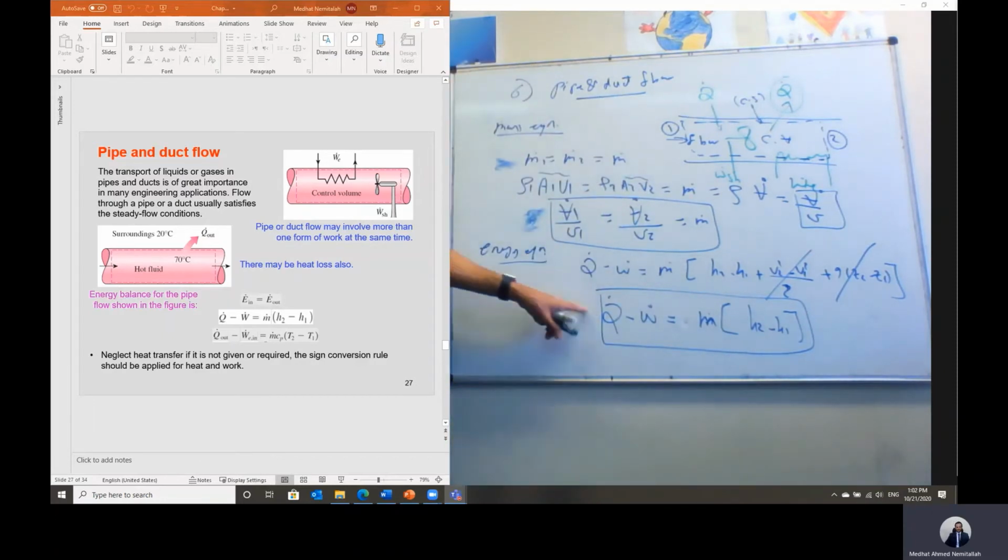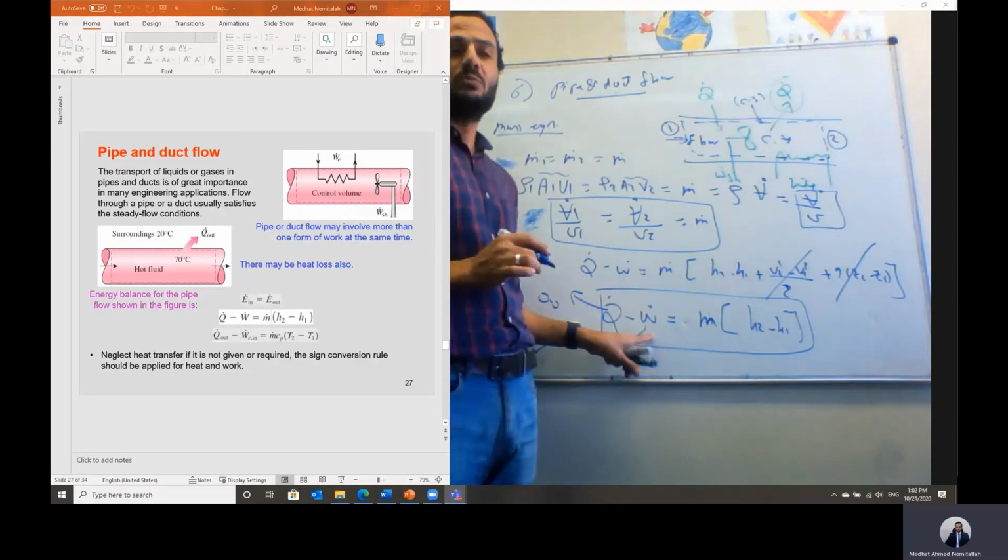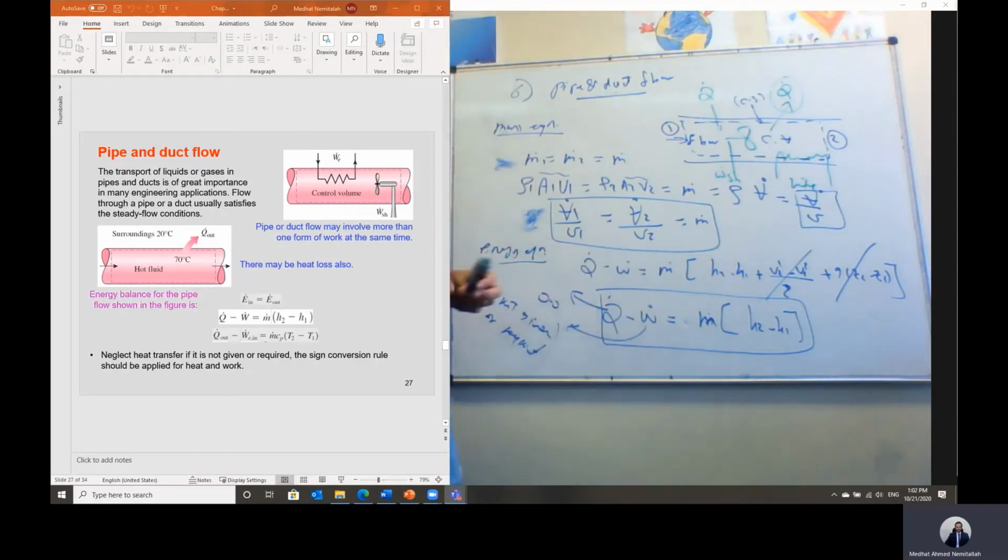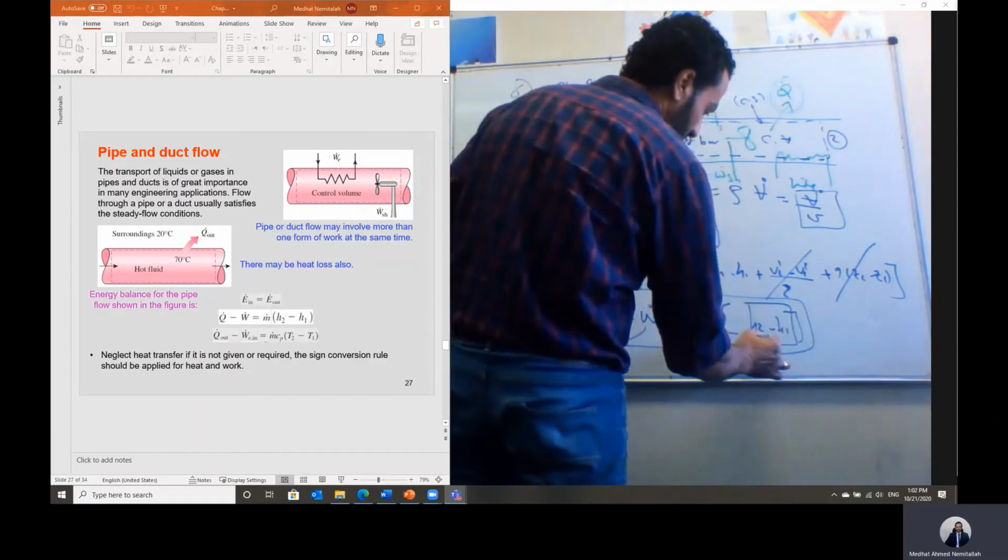Okay, so this is the general equation for flow in pipe and duct. This term, heat transfer, or the work, in this case those two values will be 0 if not given or required. So in some applications we may have heat transfer, we may not have it. In other applications, we may have work to the system or we don't have it. So it depends on the case. If they are not given or required, they will be 0. But this delta h, how can we calculate it?